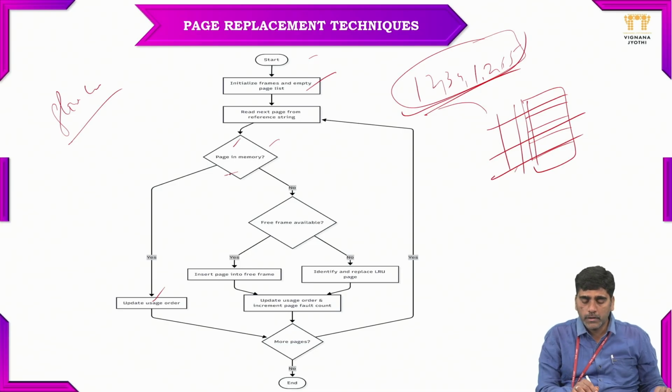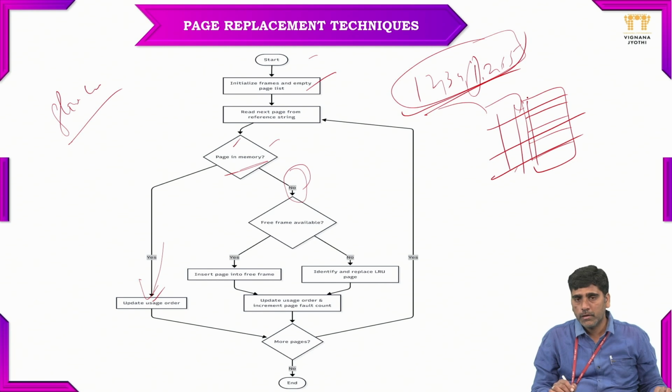At that time, if the page requested to load into the main memory is available, then update the usage order. If the page is not available, suppose the page you want to load next is not in the memory. If free frames are available, then use them. If free frames are not available, then identify and replace the LRU page.